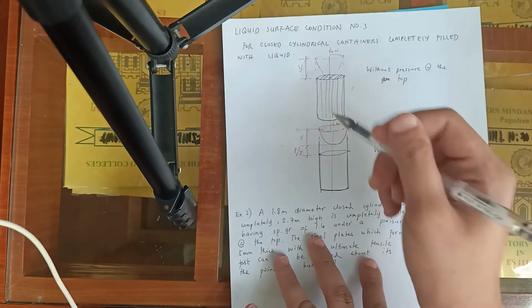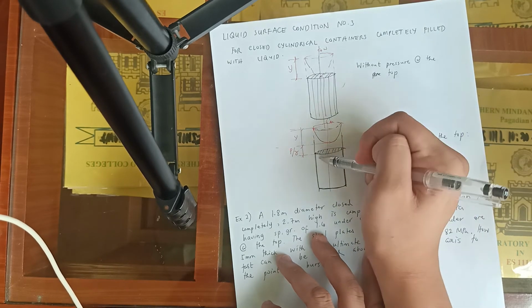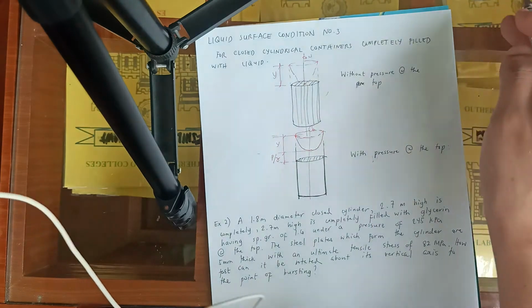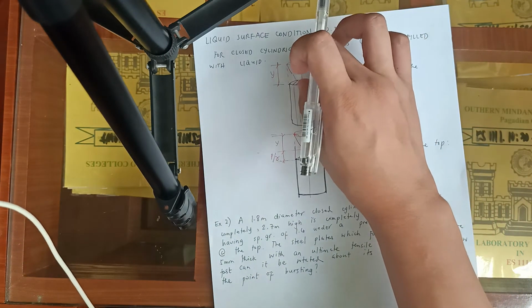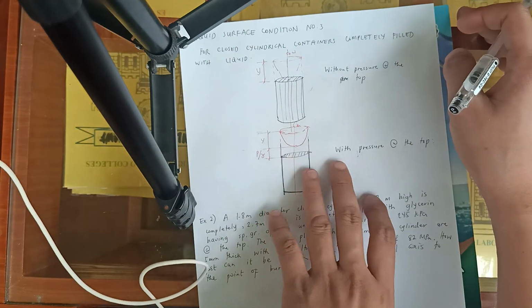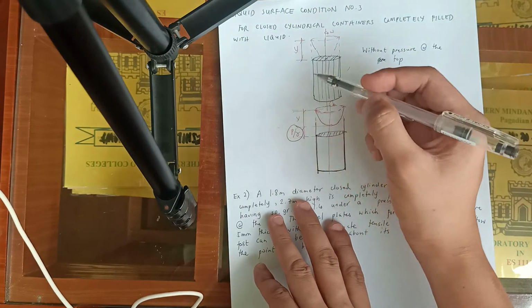So it is full again. This is closed. Sorry for my illustration. So the first one is without pressure at the top. So there is no pressure at the top, just simply tilting. It has a deep paraboloid. The second condition is with pressure at the top. So pressure is involved.